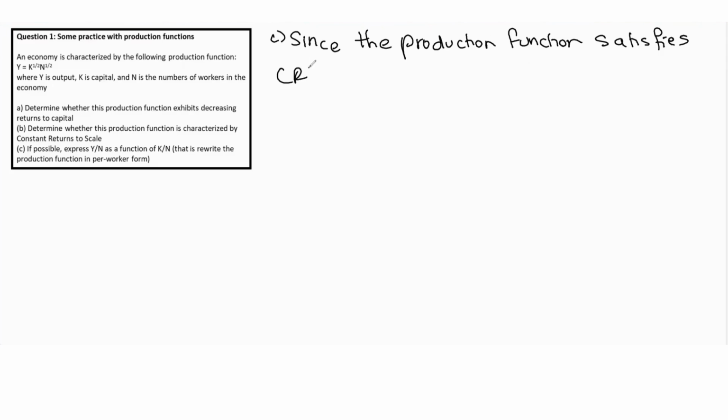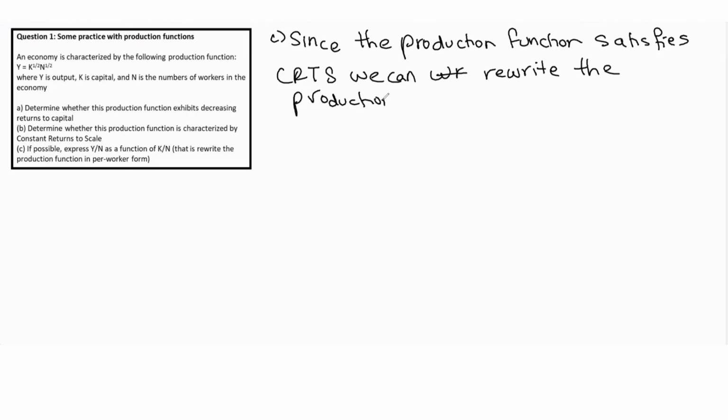So let's do that now. We are doing part C. Since the production function satisfies constant returns to scale, which we showed in part 2, we can rewrite the production function in per worker form. If it did not satisfy constant returns to scale, we could not write it in per worker form.